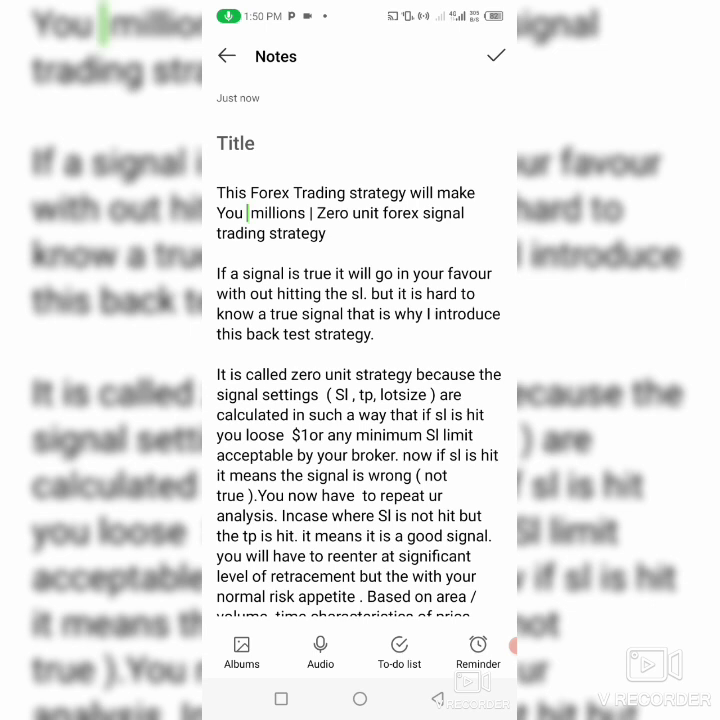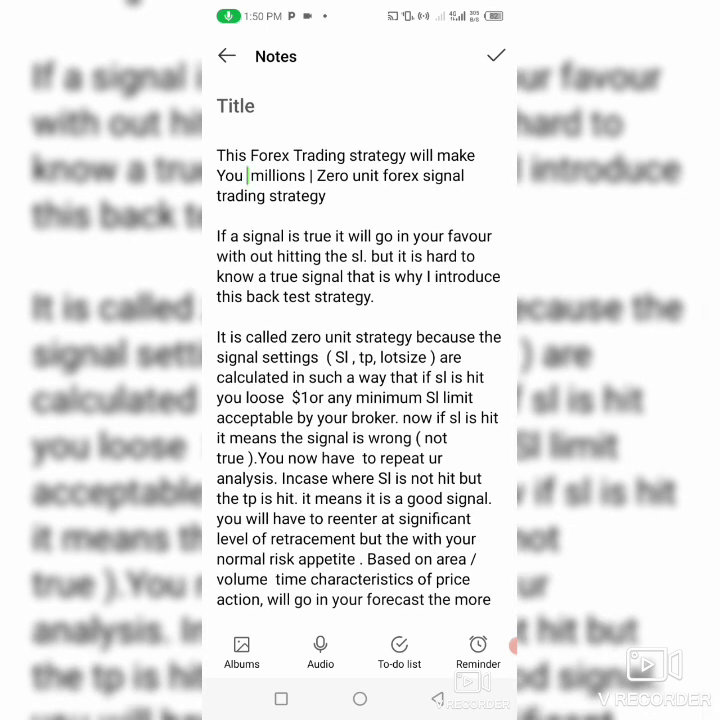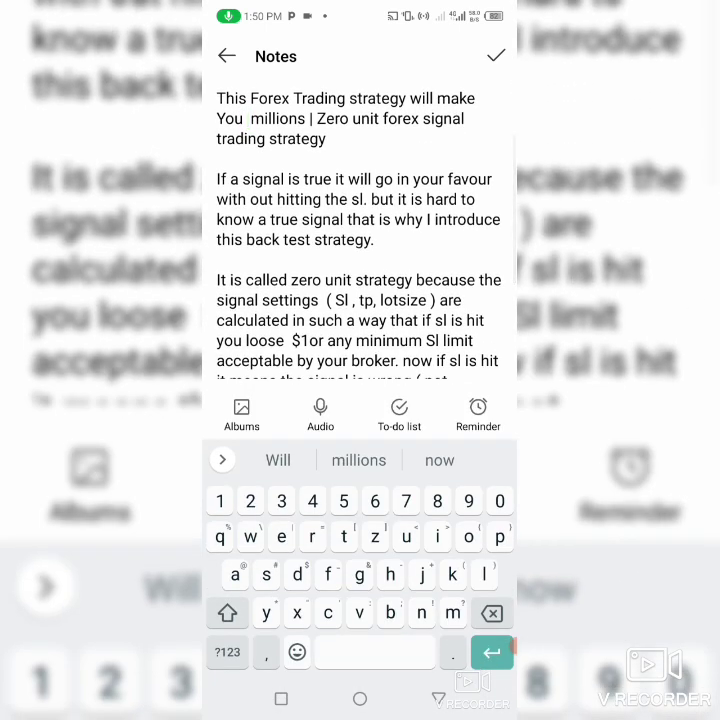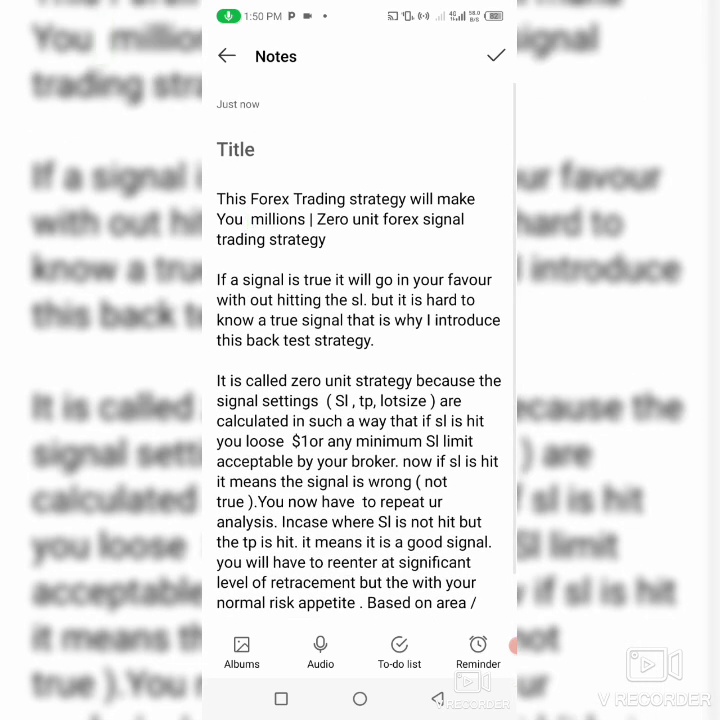Okay, so that's by the way. If a signal is true, it will go in your favor without hitting the stop loss. This is just the description of the video. Later we go to the chart to see it visually. So if a signal is true, it will go in your favor without hitting the stop loss. But it is hard to know a true signal.